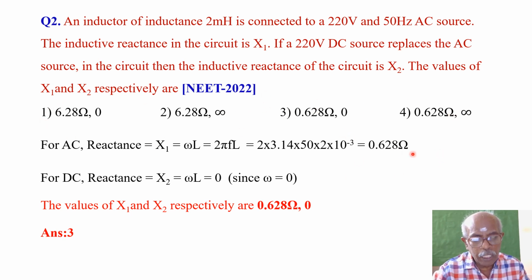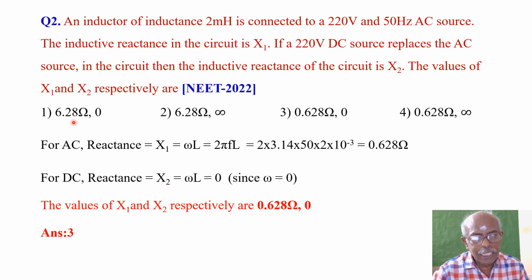Okay, that's okay. Then for DC, the reactance is X2. What is the formula? Once again, omega L. What is omega of a DC? What is the frequency of DC? Frequency of DC is 0, is it not? So 2 pi f, 2 pi into 0. So omega is also 0. Then the product of omega and L will also be 0. So X2 is equal to 0.